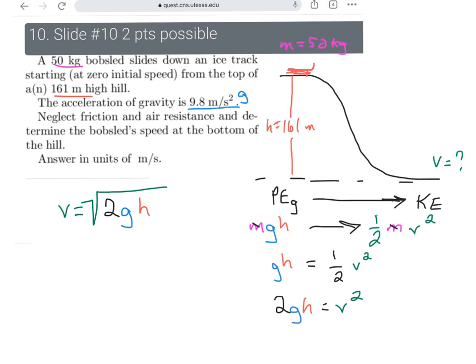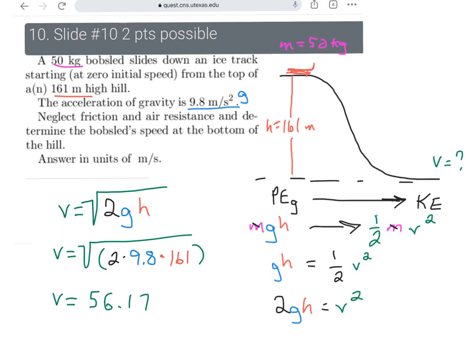And from there we just have to plug in our numbers. So v is equal to square root 2 times, our gravity is 9.8, times my height is 161. So that'll give me a final answer equal to 56.17. And that would be my answer.